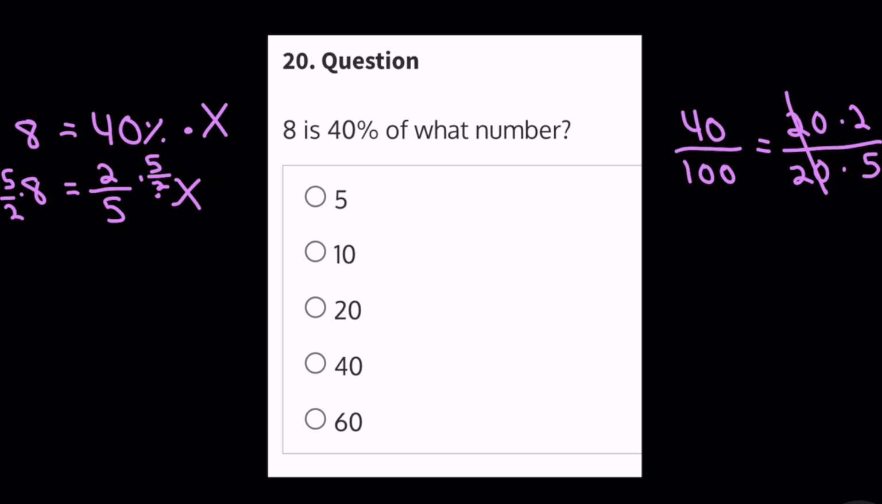Now, 2 divided by 5 times 5 divided by 2 cancels out because it becomes 1. So now we're doing 8 times 5, which is 40, divided by 2 equals x. So that means that 20 equals x, and 20 is going to be the correct answer for this question.